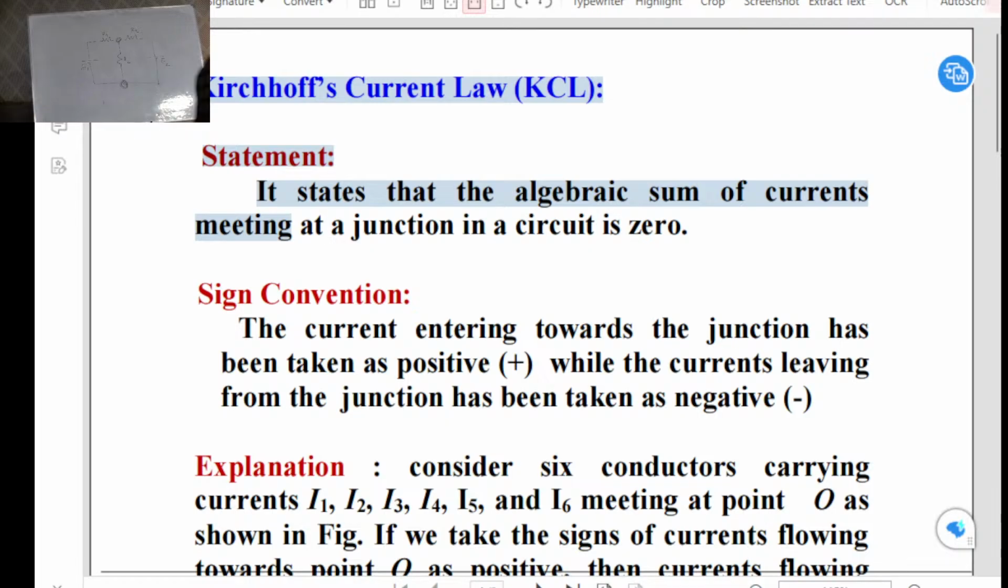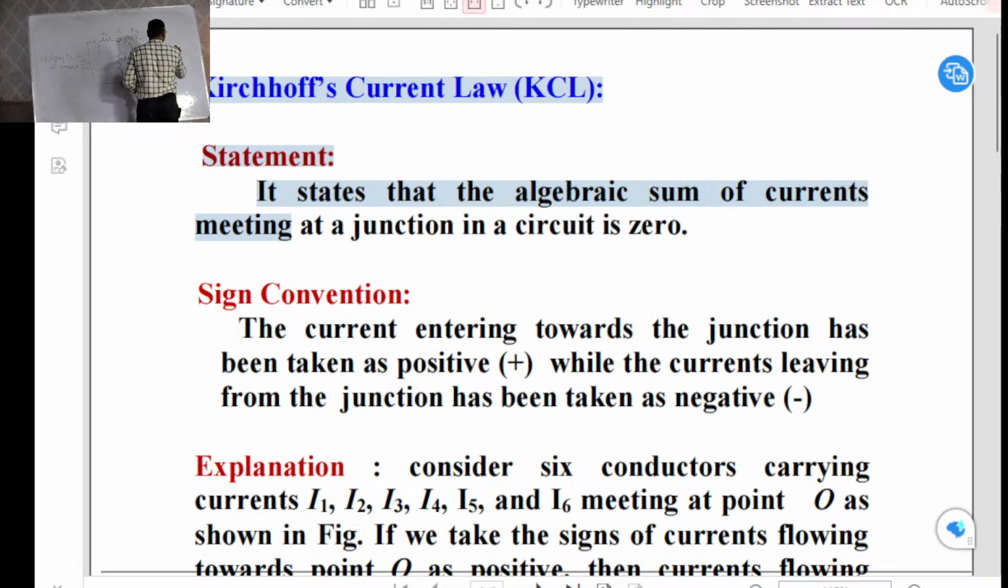How many branch currents are there? Small I1, small I2, small I3 are the branch currents. If you apply at junctions, this is A, this is A, and this is B, we have to apply it two times. We are applying KCL at junction A, and next, applying KCL at junction B.